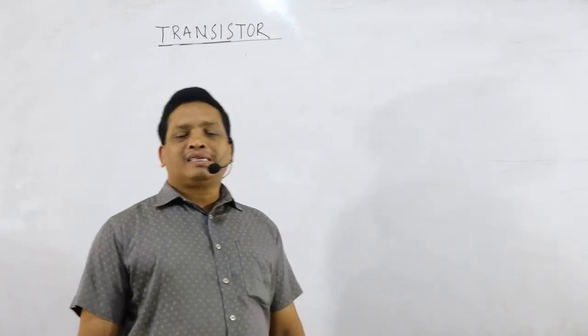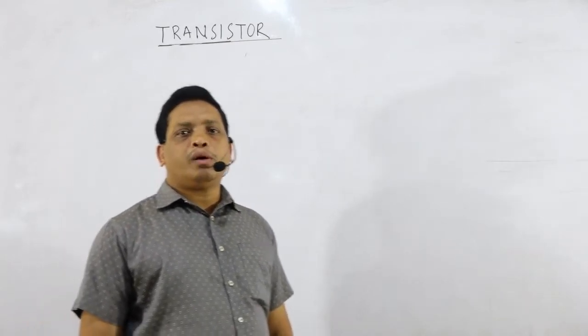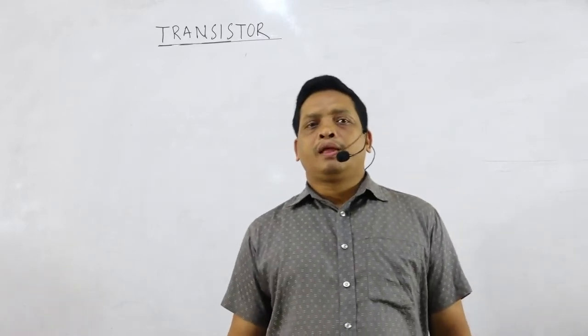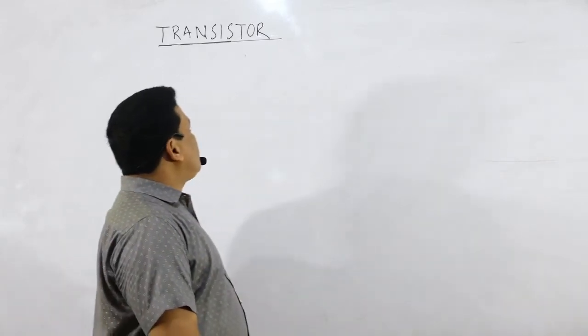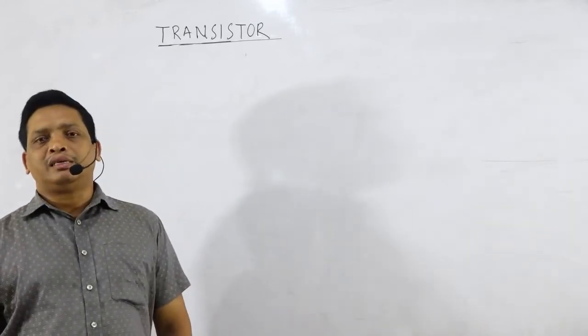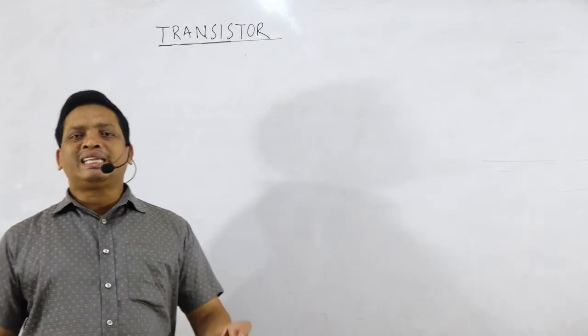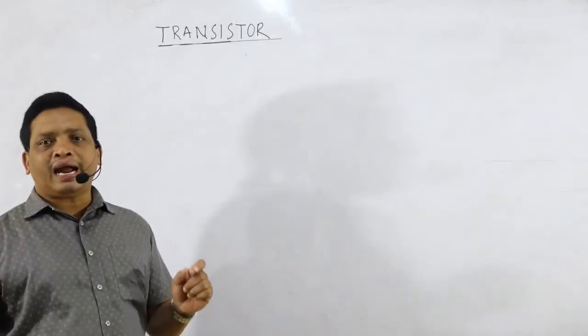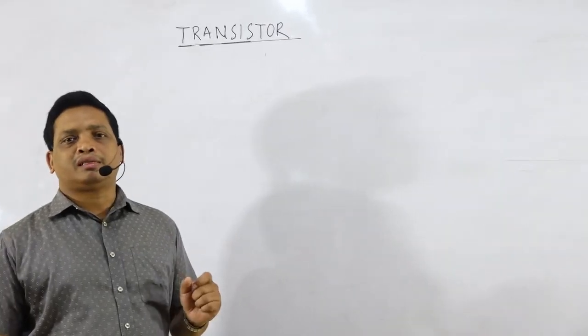In my last class I taught you about transistor. We had just started transistor and we learned that a transistor is a 3-layered semiconductor device. 3-layer means it has 3 sections. Okay? So a transistor is a 3-layered semiconductor device.